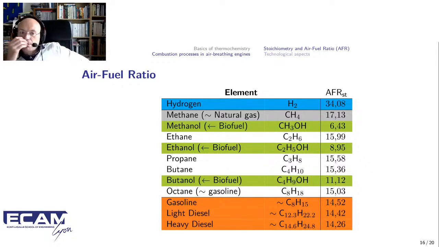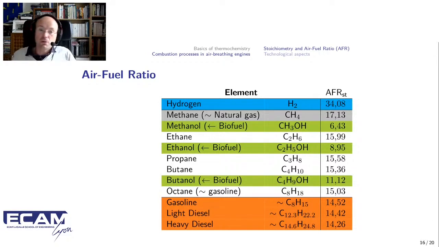Here the green line corresponds to biofuels, so the methanol, the ethanol, and the butanol, which is not well known. It's really impressive. The butanol is a really efficient fuel, but it's really complicated to produce. And you have the octane. Octane is the pure chemical component which is closer to the gasoline we are usually using in spark ignited engines. And after that, you have the usual gasoline, and then the diesel.